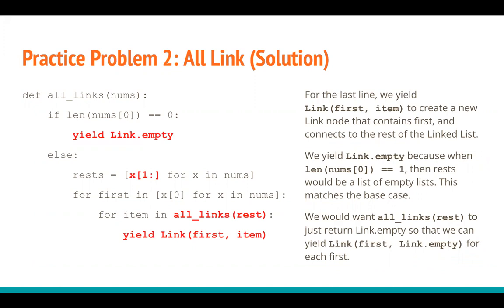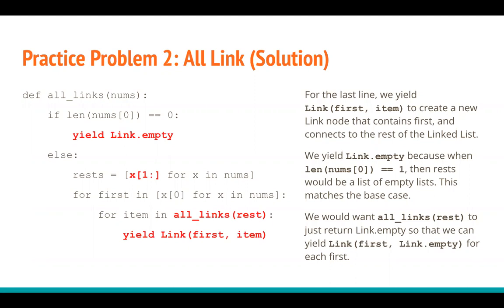And then we yield link.empty in the base case, because when length of nums of 0 is 1, then rests is just a list of empty lists, and that matches the base case. And that also kind of makes sense, right? If we look at the else condition, and we think about yielding all the way at the bottom, we want to start by building off of a link.empty and then repeatedly tacking items onto that in order to construct our linked list. So that's kind of why our base case makes sense intuitively.